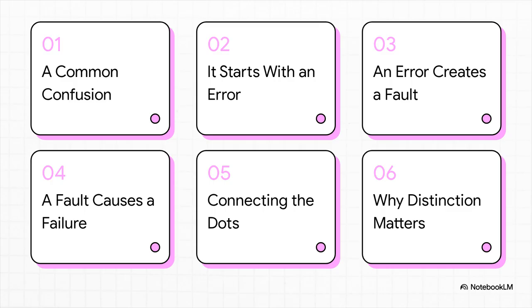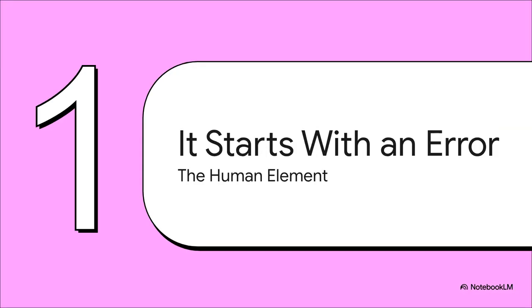We'll kick things off with a common confusion, then walk through how an error leads to a fault and how that fault causes a failure. We'll connect all the dots, and then, most importantly, talk about why this distinction actually matters. All right, let's jump right in.